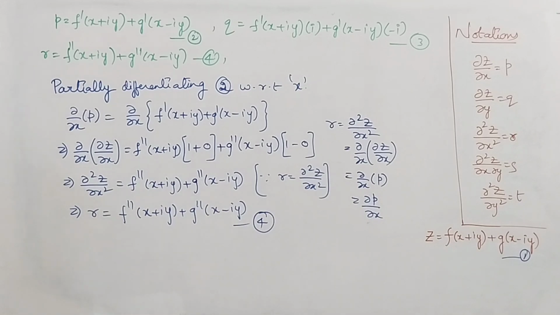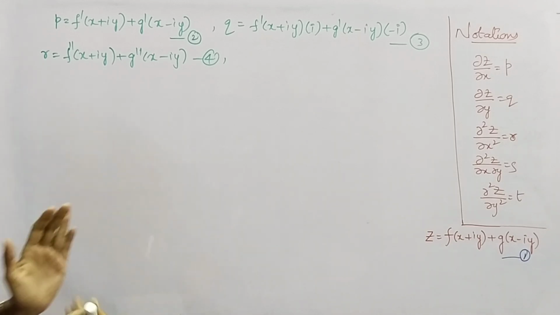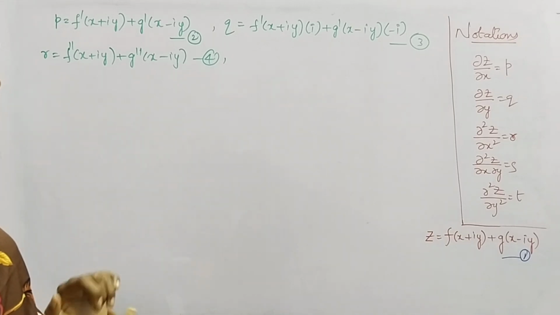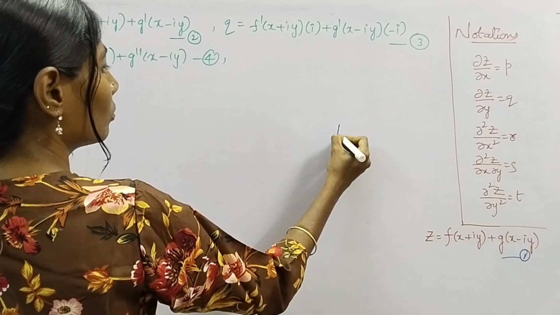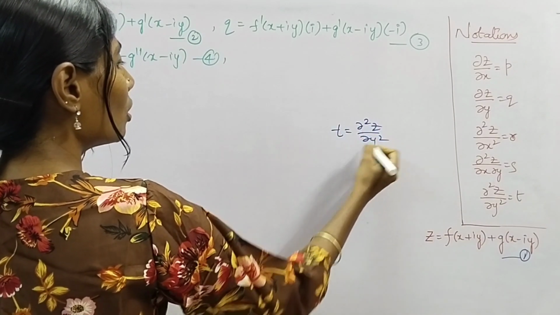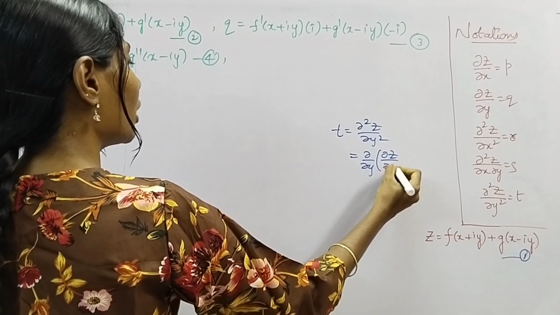Now we need to find t. See here you can also find s. Okay, you can find s also, but I feel s is not necessary, so I am not finding it. Now we'll find t, which is nothing but dou square z by dou y square, or we can write this as dou by dou y of dou z by dou y.